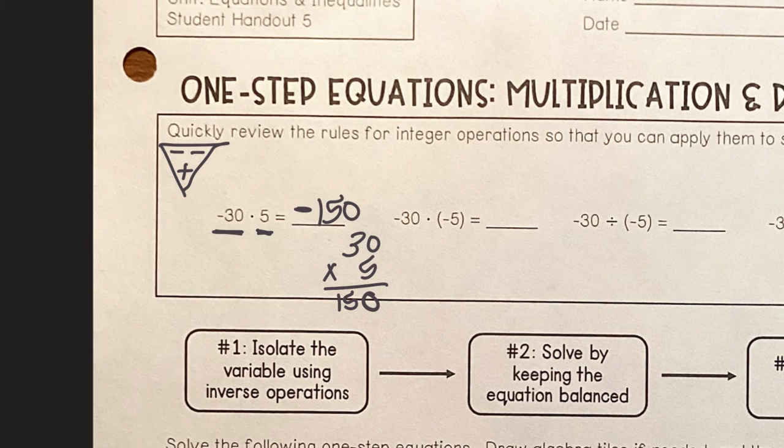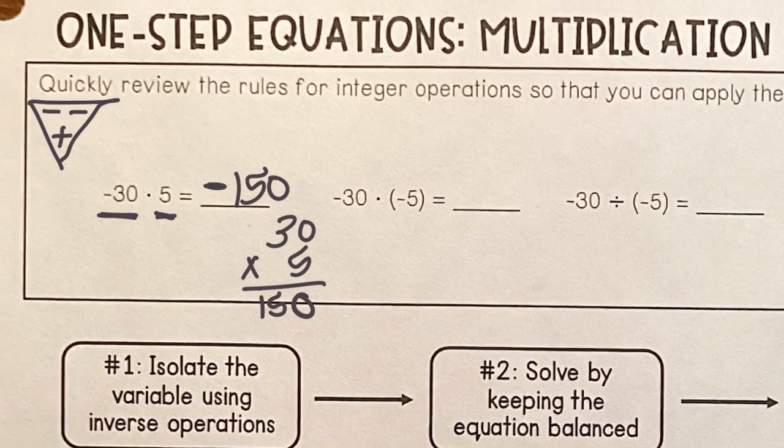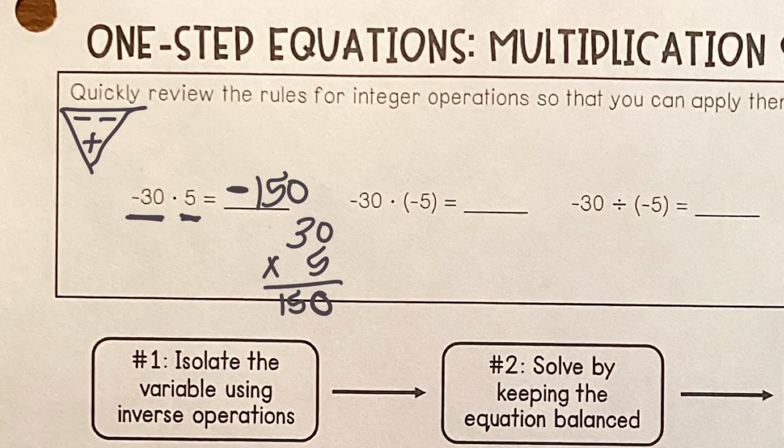Moving on to the next one, negative 30 times negative 5. Again, we can use our math Dorito. Because we are multiplying a negative times a negative, we're left with the positive showing on our math Dorito. So that means that my answer is going to be positive. When both of my signs match, when I'm multiplying or dividing two positive numbers or two negative numbers, my answer is always going to be positive because my signs are the same. Now I know 30 times 5 is 150 because I just worked that out. So that means that my answer will be a positive 150.